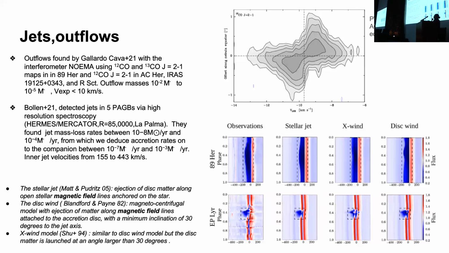So I just wanted to point out something. When I'm talking about outflow, I'm talking about things with velocities below 100 kilometers per second. Jets are above 100 kilometers per second.